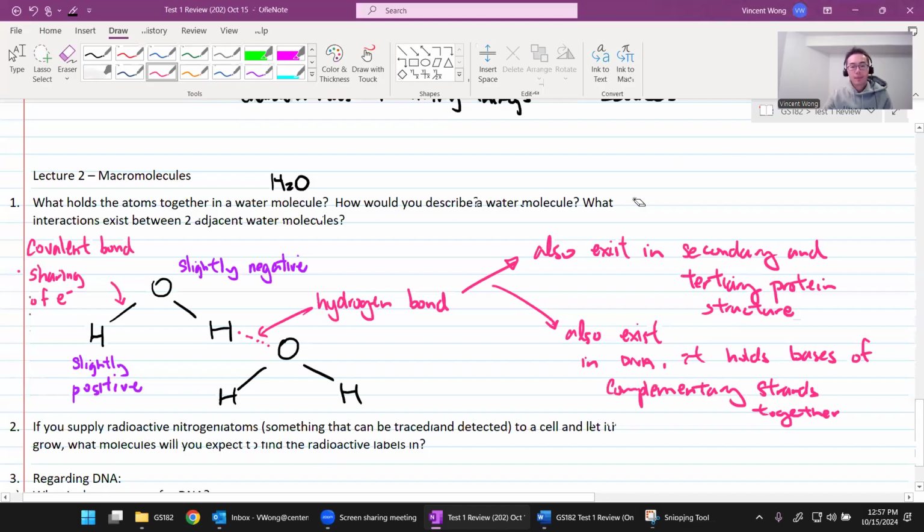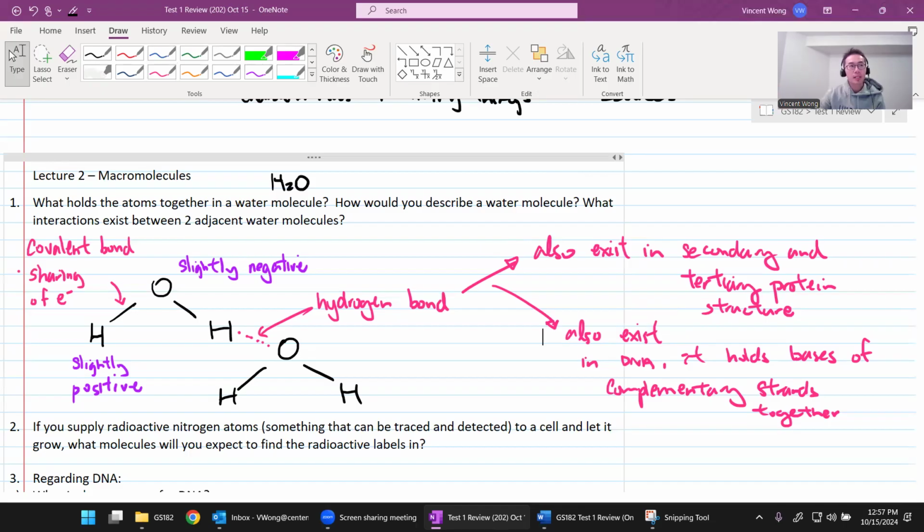Okay. I know this question is only asking about water, but I'm adding things here and there that relate to other concepts that you should know. I'm not adding things that you don't need to know for the test. These are all things that we've learned and that you should remember for the test.